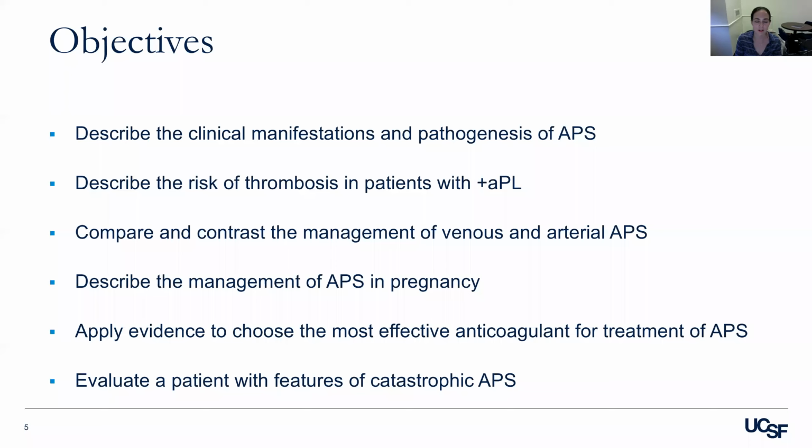So objectives for my talk this morning, the first is to have you be able to describe the clinical manifestations and pathogenesis of APS, describe the risk of thrombosis in patients who are antiphospholipid antibody positive, compare and contrast the management of venous and arterial APS, describe the management of APS in pregnancy, apply the evidence that we're going to discuss to choose the most effective anticoagulant for treatment of APS, and then finally evaluate a patient with features concerning for catastrophic antiphospholipid syndrome.